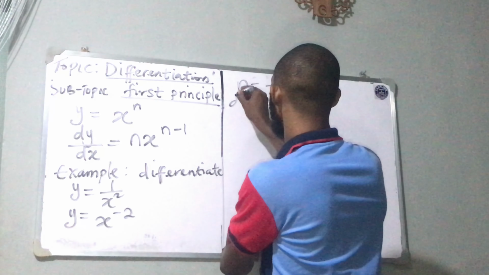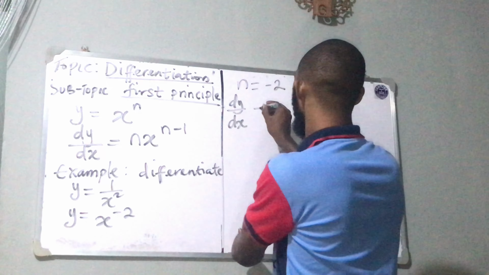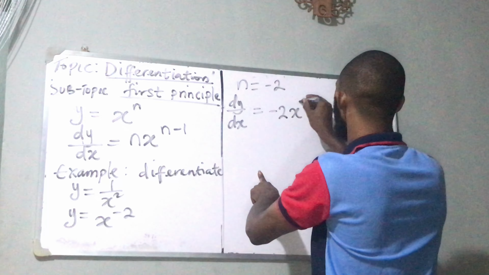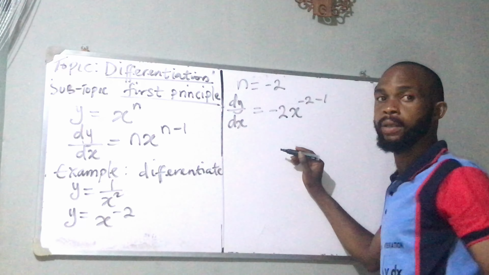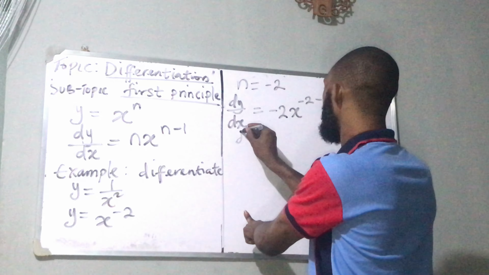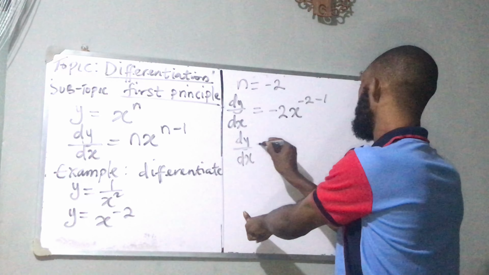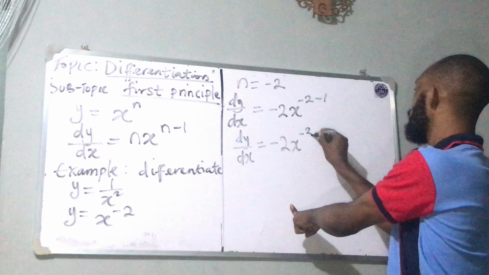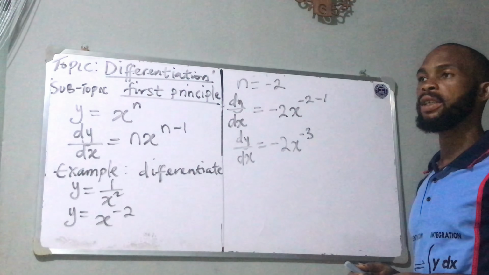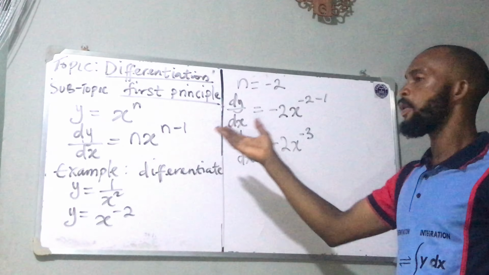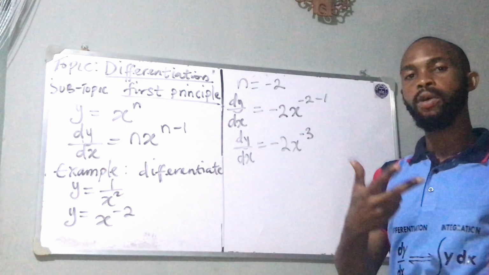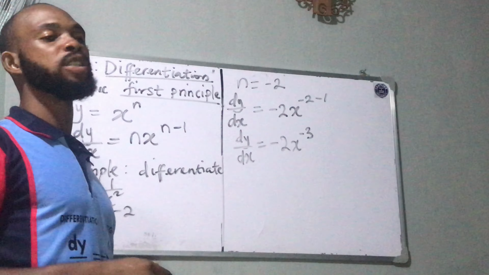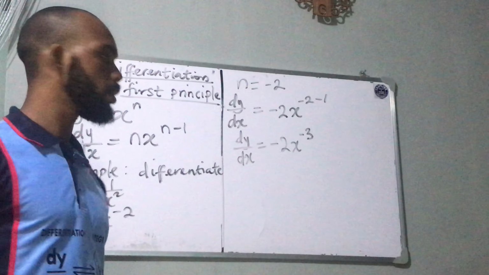Then, if I differentiate dy over dx, where I have my n, I'll have minus 2x raised to power minus 2 minus 1. And this will give me dy over dx equals minus 2x raised to power minus 3. Okay, this is the differentiation using the general formula for differentiation. Now I want to teach you how to use first principle to differentiate this. Using first principle, I'm supposed to have the same answer.